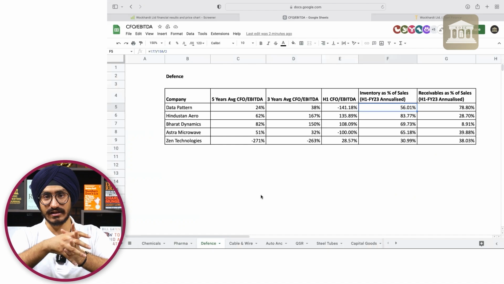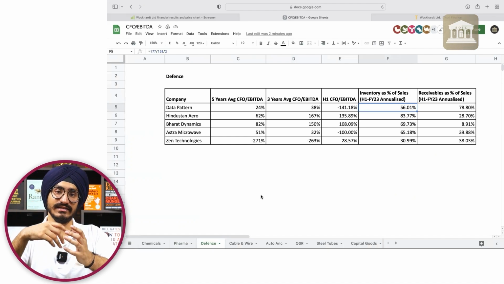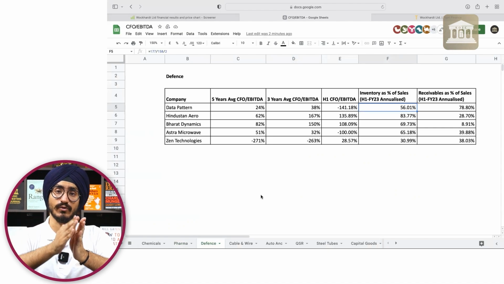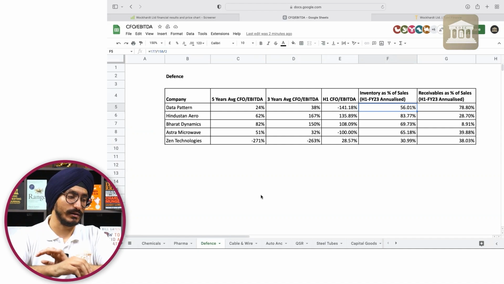So in these companies, if one is betting, they have to be very careful, being aware that these companies have to keep piling more and more money into working capital. What is working capital? That is basically your trade receivables plus your inventory minus trade payables. So this is the problem with defense companies.